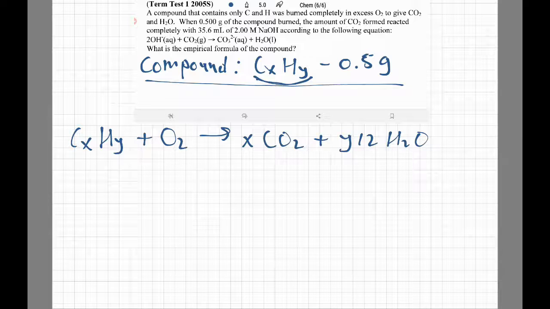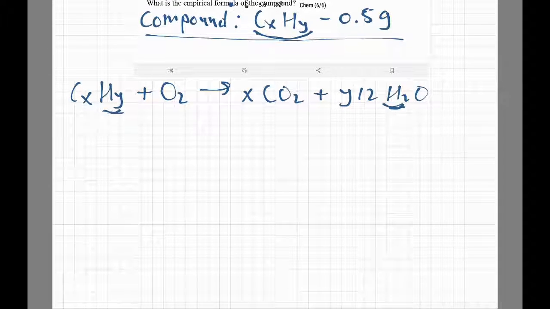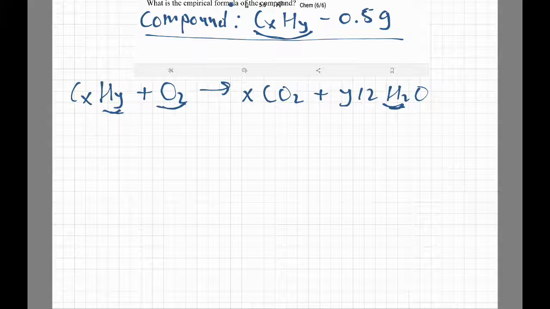Notice how I put Y over 2 for the water molecule, and that's because Y over 2 multiplied by 2 hydrogen atoms here is just going to give you Y, this guy here. Okay, and notice how I did not put anything in front of oxygen. Well, I should, because I have to balance this equation, but the reason I'm not going to touch this is because oxygen is given in excess, right? You're burning, you have a lot of oxygen, so you don't really need to balance for the oxygen. But if you want to do it, you could just add 2x to this guy, and divide this by 2.